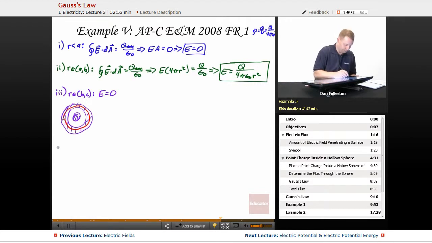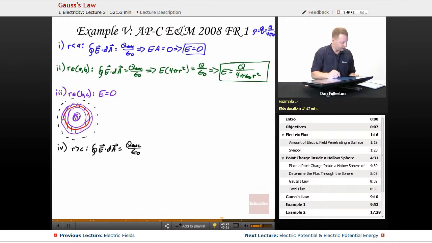And part 4. Now what we're going to do is look for R greater than C. So we're in some region out here outside the entire object, the entire setup. Well, in this case, we'll start off with Gauss's law again. Integral over the closed surface of E dot dA equals the enclosed charge divided by epsilon 0.